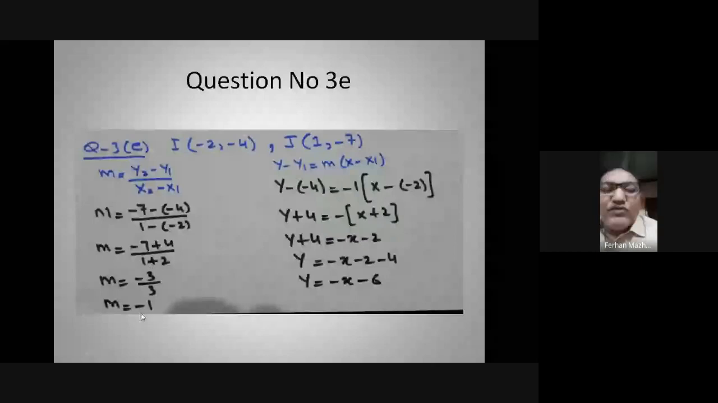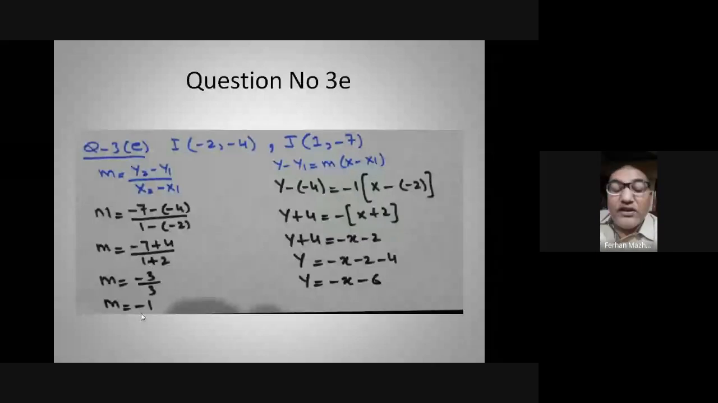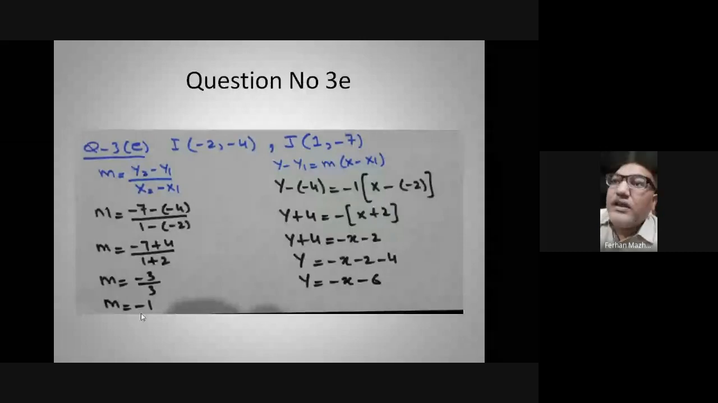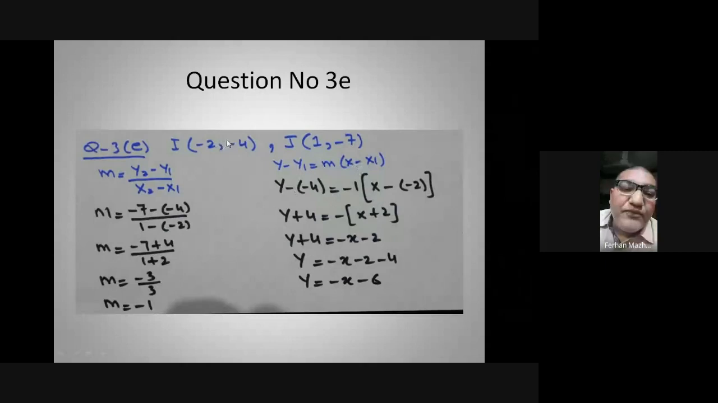Then if you want to find the equation of this line, you will write the formula y minus y1 equals m bracket x minus x1. So substitute this first point. You can also substitute the second point, there will be no problem, but I am using the first point. So y1 is minus 4, m is minus 1, and x1 is minus 2.